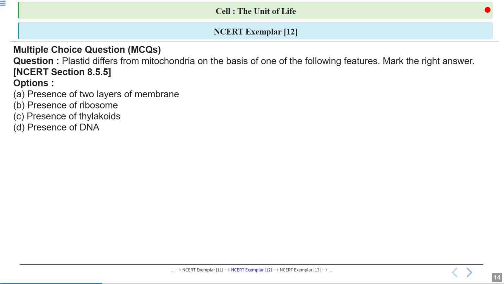Okay, now the next question is here. Plastid differs from mitochondria on the basis of one of the following features. Mark the right answer. So you have to find out the right answer. This question is coming from the NCERT section 8.5.5 and the options for this question are as follows. A. Presence of two layers of membrane. B. Presence of ribosome. C. Presence of thylakoids. And option D says presence of DNA. Let us see the correct answer.